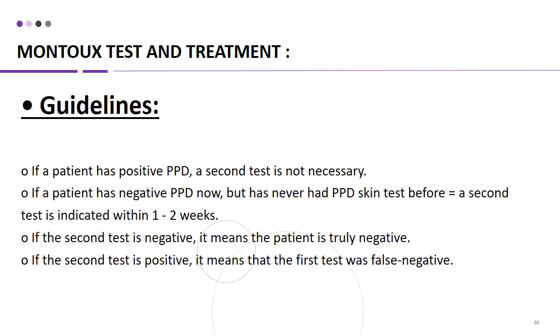Guidelines: if a patient has a positive PPD, a second test is not necessary. If a patient has a negative PPD now but has never had PPD skin testing before, a second test is indicated within 1 to 2 weeks. If the second test is negative, it means the patient is truly negative, and if the second test is positive, it means that the first test was false negative.